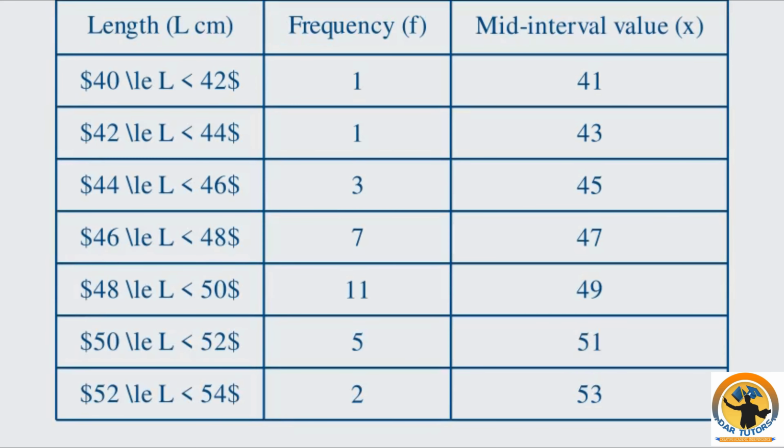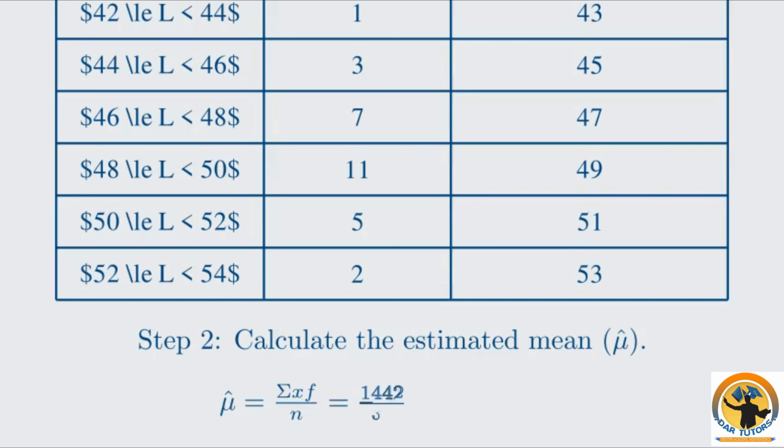Here's our grouped data on the length of babies. First, we create a table with mid-interval values, x. For example, for the class 40 to less than 42, the midpoint is 41. Next, we calculate the estimated mean, mu hat, by summing x times f and dividing by the total frequency, which is 30. This gives us an estimated mean of approximately 48.067 centimeters.